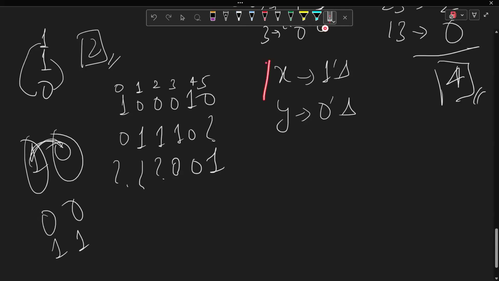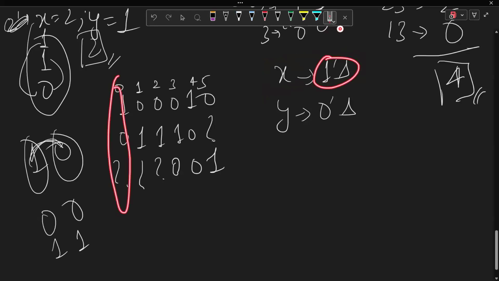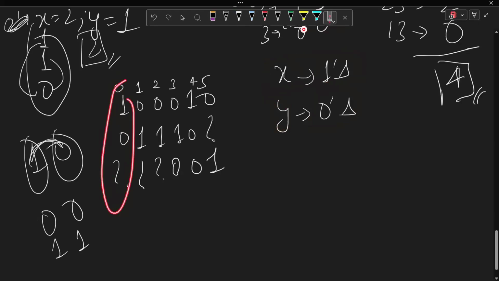So if in a row there are X number of ones, like here there were two ones, so X was 2 and Y was 1. Basically X denotes the count of ones in this particular row, and Y denotes the count of zeros in this particular row. So then my sum of Hamming distance for this particular row would be what? You would select a 1 and a 0.